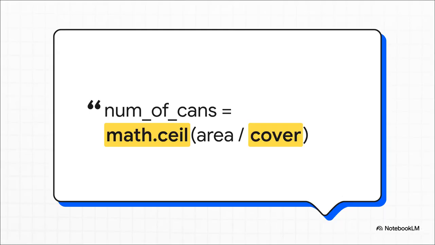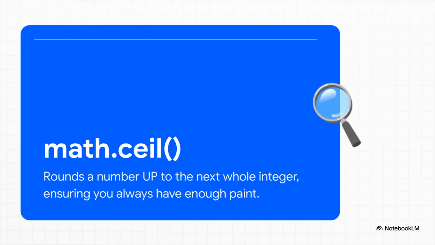And this line right here is the absolute heart of the solution. This is what takes our calculation, that 2.4 we got earlier, and does something really clever with it. So what is this math.ceil thing? Well, ceil is short for ceiling. And just like the ceiling is always above you, this function always rounds a number up to the next whole number. So 2.4 becomes 3, and hey, even 2.1 would become 3. It's a guarantee that you'll always have enough paint. And that's it. Problem solved.